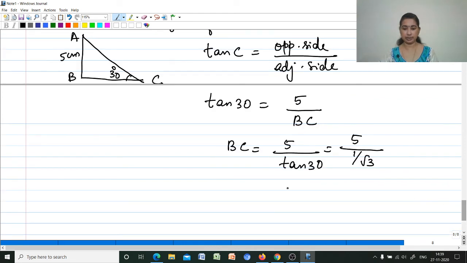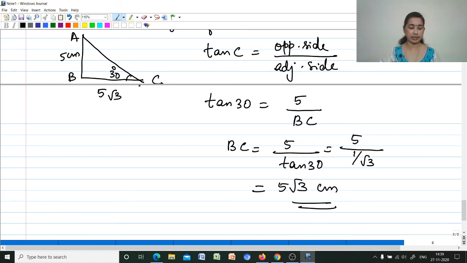So, the answer is 1 by root 3; taking the reciprocal, we get 5 root 3 centimeter. That is the length of BC. Next, we have to find AC also. Now we have BC as 5 root 3.